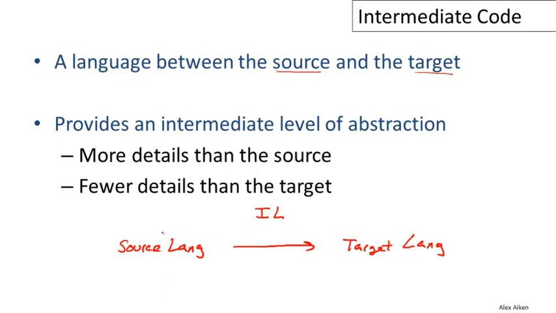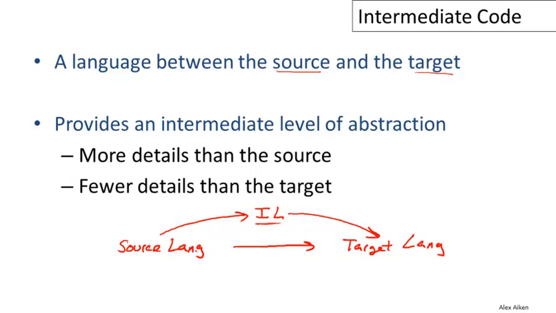Now, an intermediate language actually lives in between these two, and a compiler that uses an intermediate language will first translate its source language into the intermediate language, and then later translate the code in the intermediate language into the target language. And you might wonder, well, why make life so difficult? Why do something in two steps if you can do it in one step? It turns out that for many purposes, this intermediate level is actually quite useful, precisely because it provides an intermediate level of abstraction.